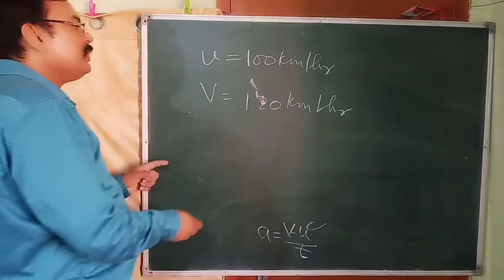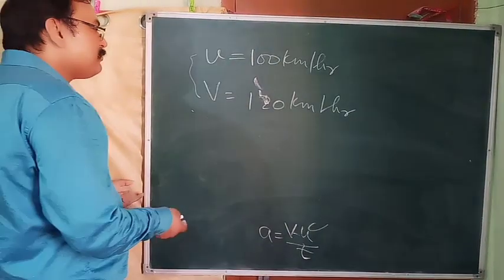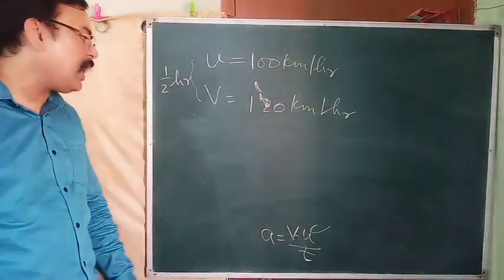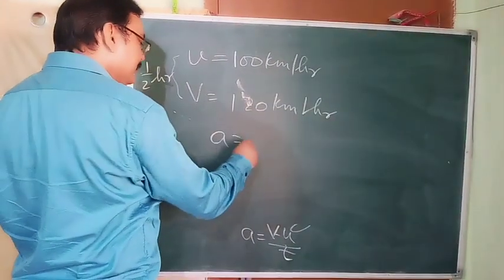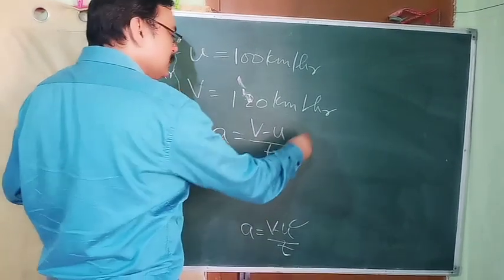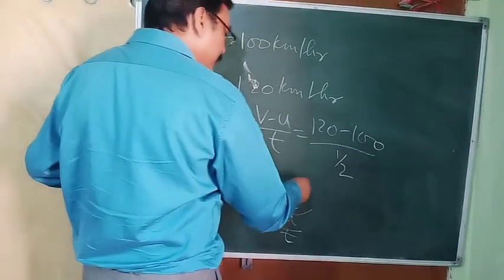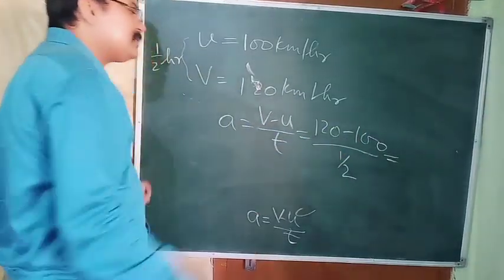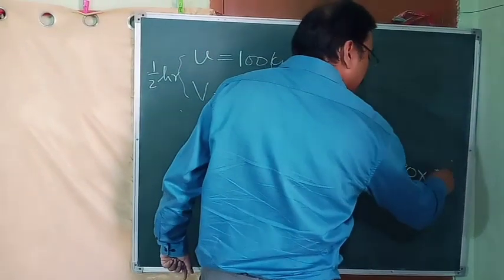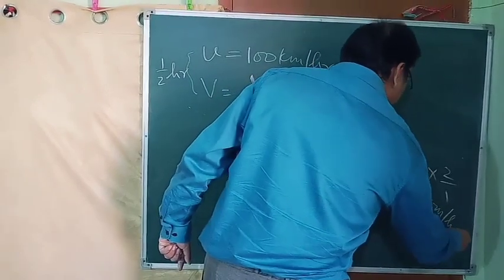And suppose this change in velocity took place because you observed that car for some time, suppose for half an hour. Now, if you want to find the acceleration, acceleration will be again (v - u)/t. v is 120, u is 100, and time is half. So you get 120 minus 100, which is 20, and 20 by half means you reverse it and multiply. You will get 40 kilometer per hour square.